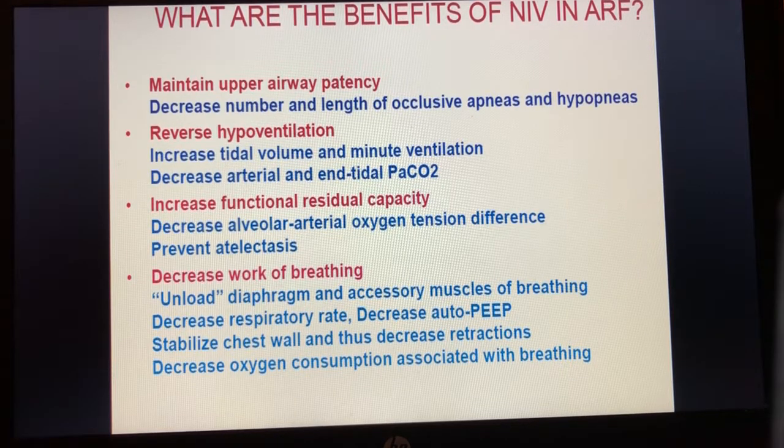And by stabilizing the chest wall with PEEP, for example, you can reduce also what Americans call retractions and we call recession. And finally, by reducing the work of breathing, we also reduce the amount of oxygen consumption associated with breathing. So it's an additional reason for benefiting from CPAP.